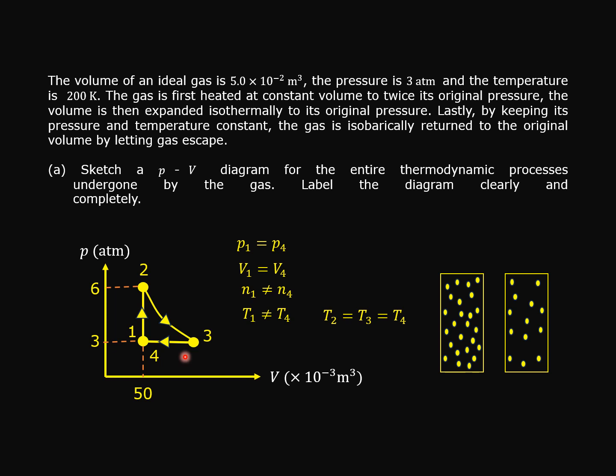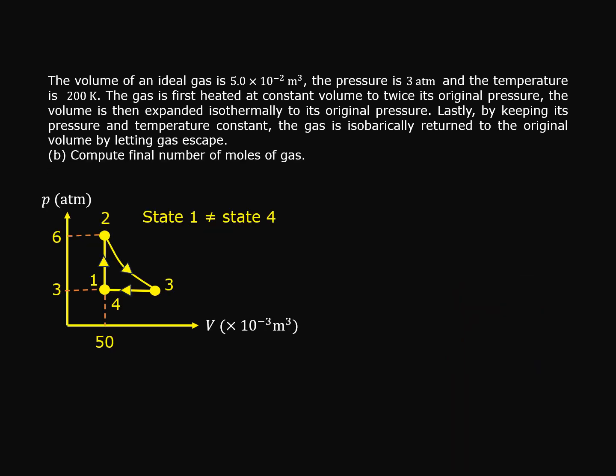By drawing, we can represent state number 1 as the system, something like this. And state number 4 is like this, where the difference between them is that although these two systems have the same pressure and the same volume, the number of moles is different. And the temperature between them is also different. Now we can start to compute the final number of moles of the gas. So you want to find N4, not N1.